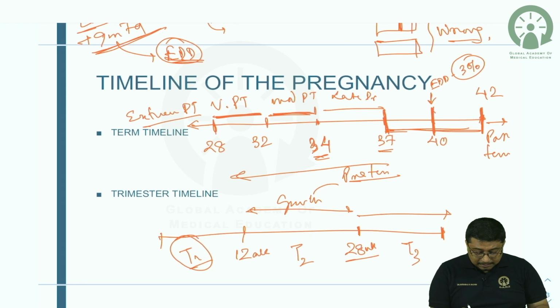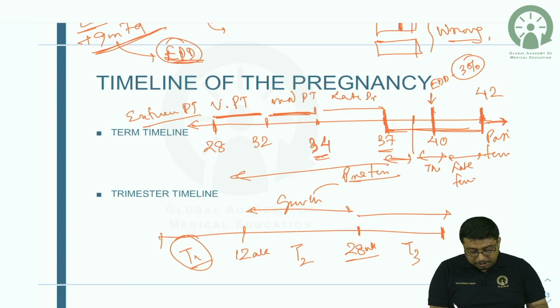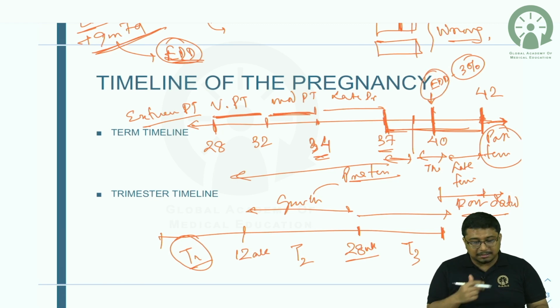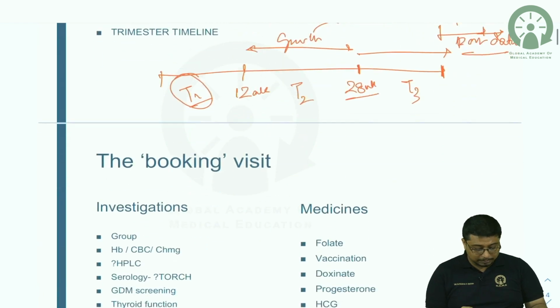Now if we see 37 to 40, 37 to 39 is known as early term, 39 to 40 is the term, and 40 to 42 is actually late term. Okay, late term. And beyond 42 it is post term. Remember, beyond 40, like 42 and beyond, it is also known as post dated, because the EDD, the expected date, gets over, right?